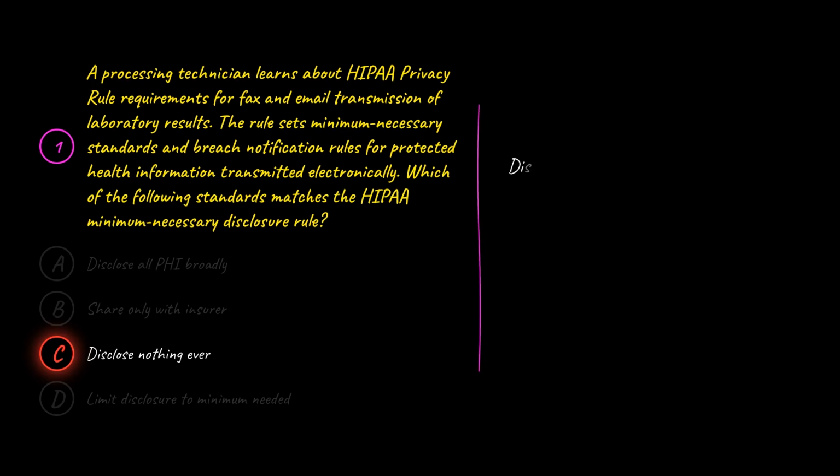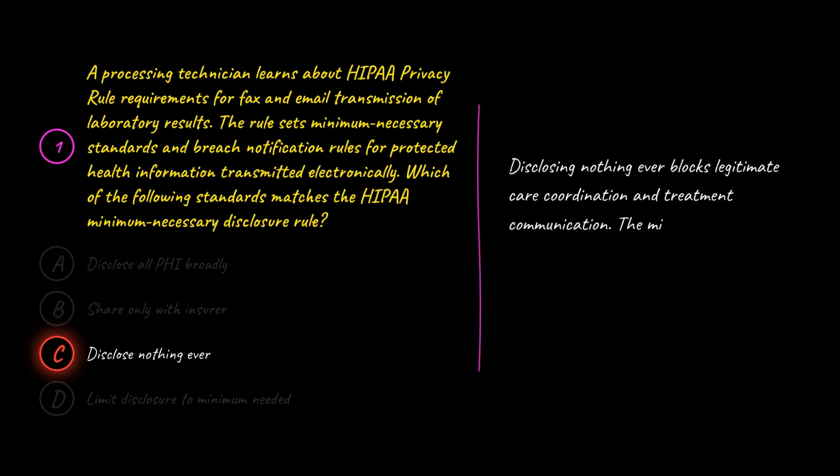C is wrong because disclosing nothing ever blocks legitimate care coordination and treatment communication. The minimum necessary rule limits disclosure to what is required, not to no disclosure at all. The standard reflects current practice in routine clinical phlebotomy.